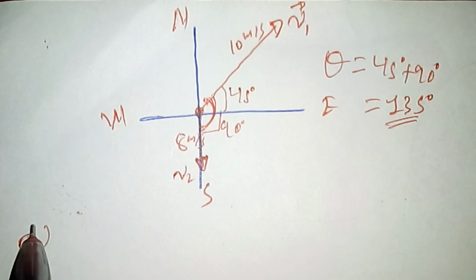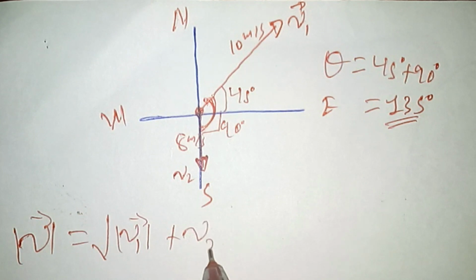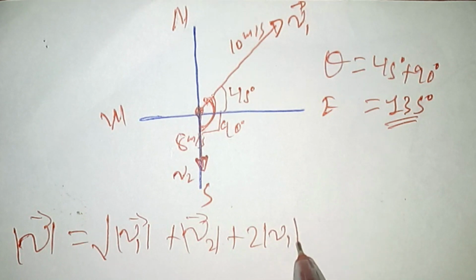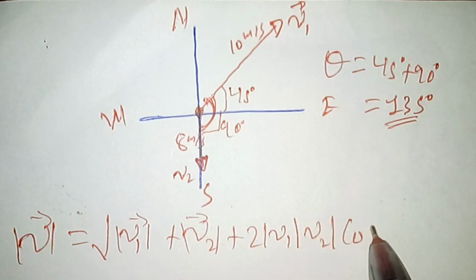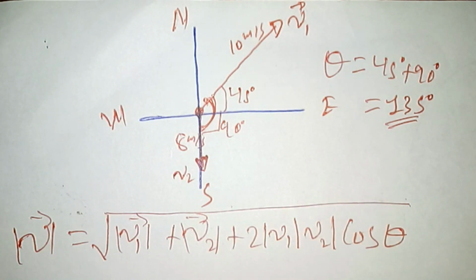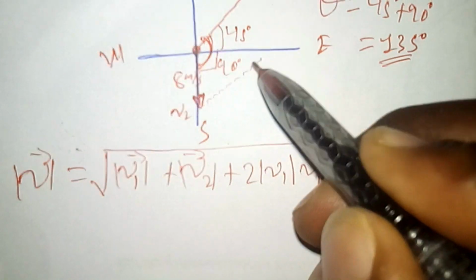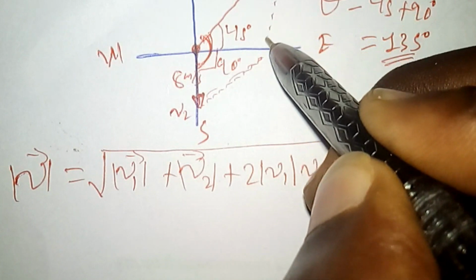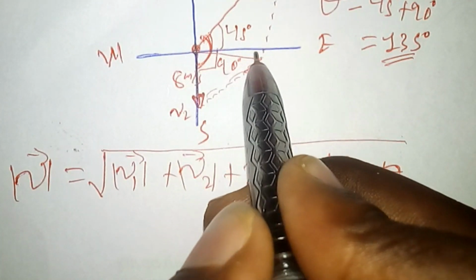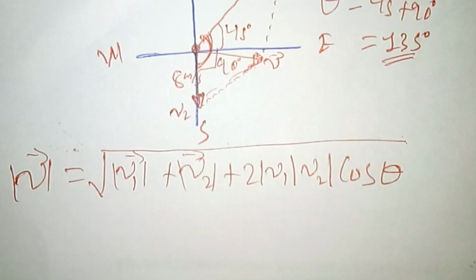So then the magnitude of the resultant vector velocity is equal to the square root of the magnitude of velocity 1 squared plus the magnitude of velocity 2 squared plus twice the magnitude of v1 times the magnitude of v2 and the cos of the angle between velocity v1 and v2, by applying exactly the cosine law. Or I can get the parallelogram by drawing these two vectors. So this is the resultant velocity v, or the sum of v1 and v2.